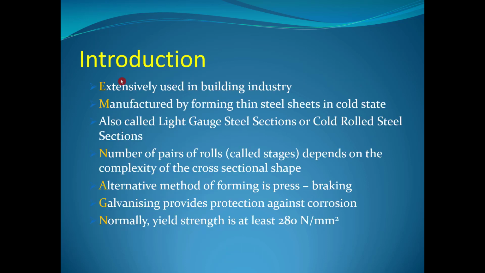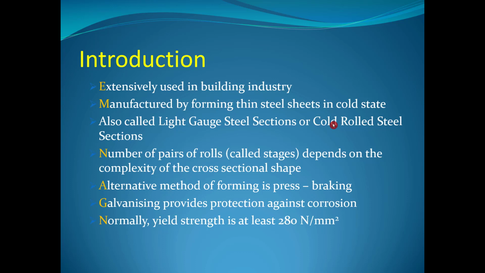Introduction: we are using cold formed steel very extensively in the building industry nowadays. The main distinguishing feature of cold formed steel is that it is formed from thin steel sheets in the cold state. Other names for cold formed steel are light gauge steel or thin walled steel structures.